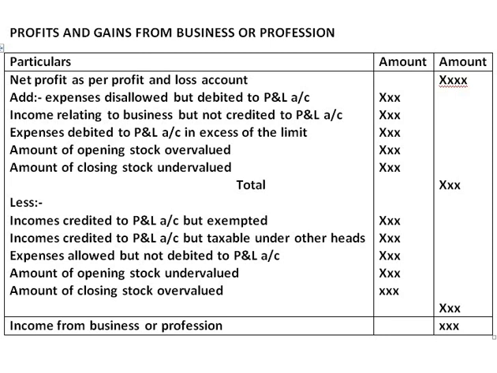Now, net profit, add 5 items, total it, less these 5 items, whatever balance remains is known as income from business or profession.